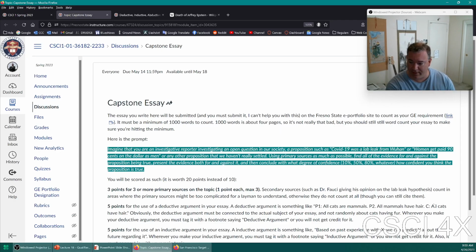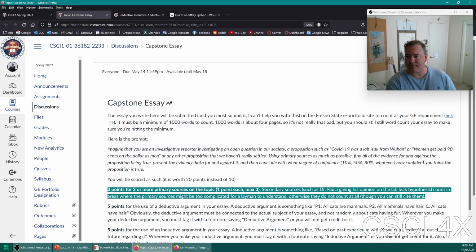You need at least 3 primary sources. You'll get 1 point per primary source. You can have more if you want, and you can have secondary sources if you want. A secondary source would be a third-party person giving their take on the issue. And those don't count beyond the three points, though. So you can have a bibliography of 20 if you want. You'll get at most 3 points for it.